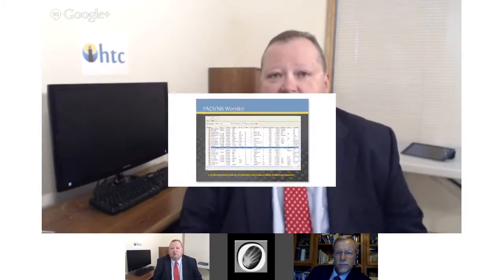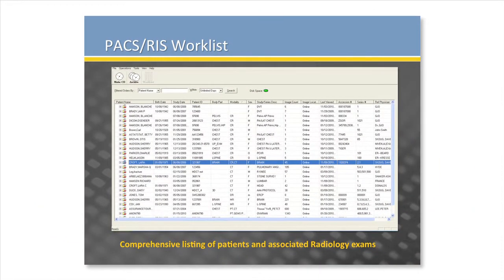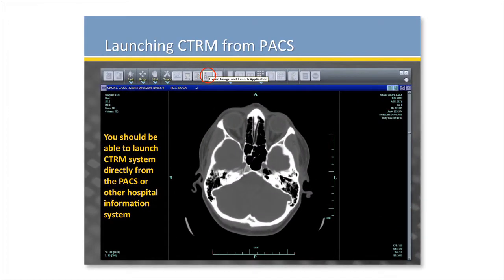So I'd like to talk a little bit about interfacing a CTRM system to the hospital's radiology IT systems. One of the common ways to do that is through the PACS. So for example, on the PACS you might see a patient work list similar to this. You would select the patient from that work list. You would bring up their exam. In this case, it's a CT exam of the head. Once you dictate that exam, if it was a critical exam, you would then identify that to the system. There are common ways: there may be a function key or a button on the screen.